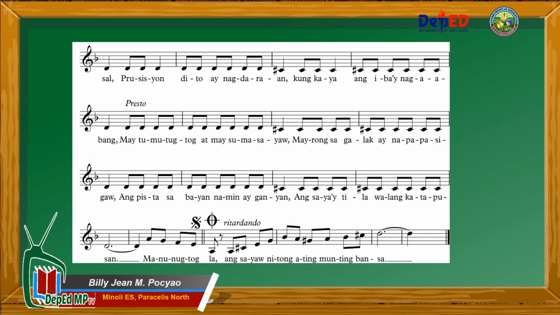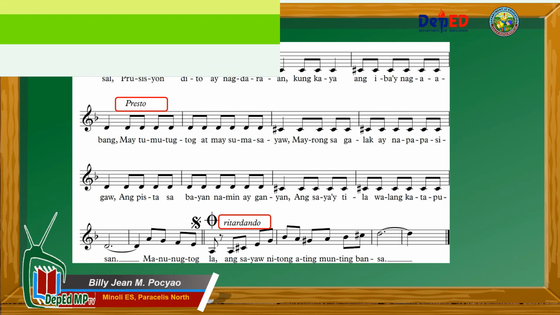Let's also examine this part of the song. We have here the tempo marks presto and ritardando. The lyrics affected with presto will be sung in a very fast manner, while the lyrics affected with ritardando, this will be sung in a gradually becoming slow manner. Watch and learn.